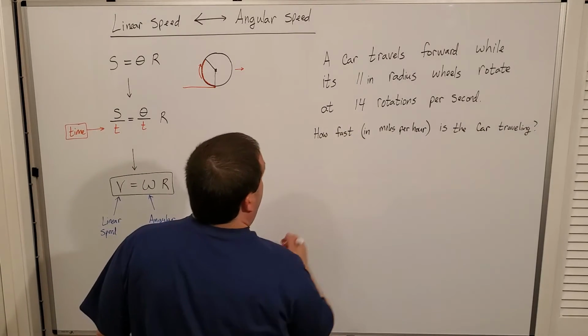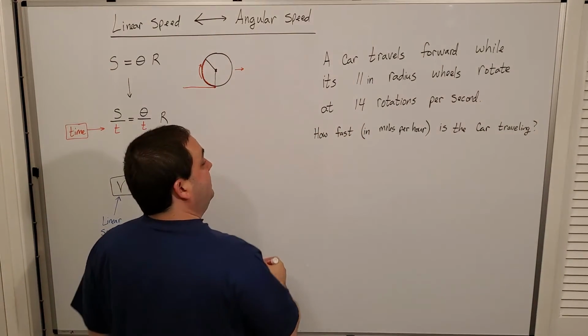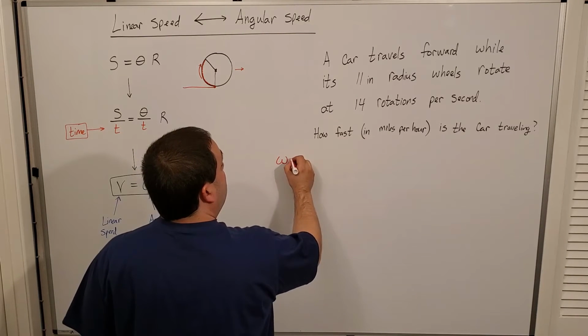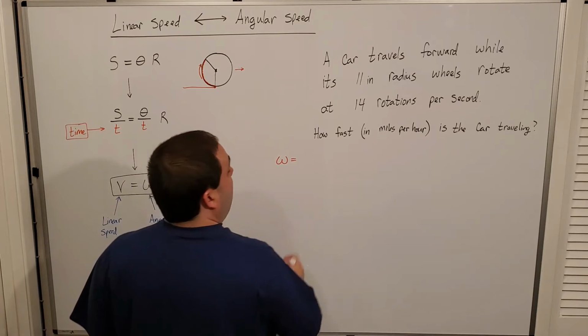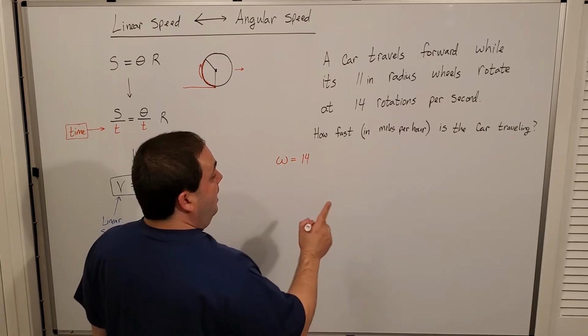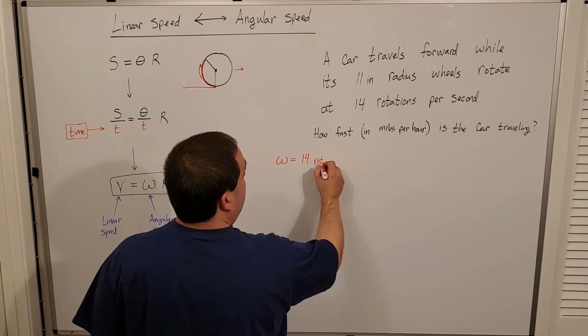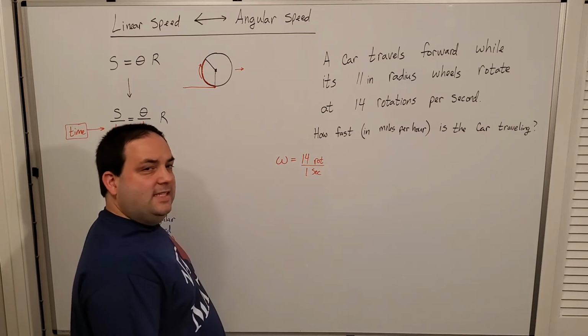Okay, so I have 14 rotations, full rotations every second. So what's my angular speed here? I've got the 14 rotations, right? But that's in rotations per second. Okay, that's not what we need.